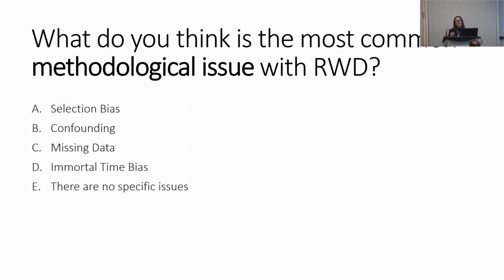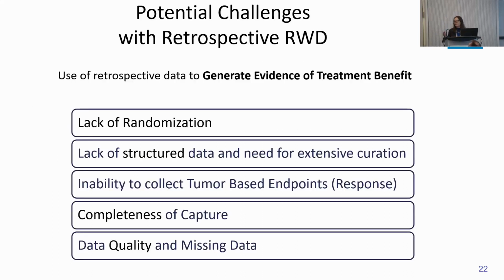I guess you could look at this both ways. There are no specific issues because there are many specific issues. Well, I think that I was interested really in what people think is the most pressing issue. Well, okay, so to be honest, I think it really depends on the study. It depends on how you set it up, what the most pressing issue is. The real answer, though, to your point is really a little bit of everything. It's kind of all of them. So, potential challenges with retrospective real world data in generating evidence of treatment benefit.